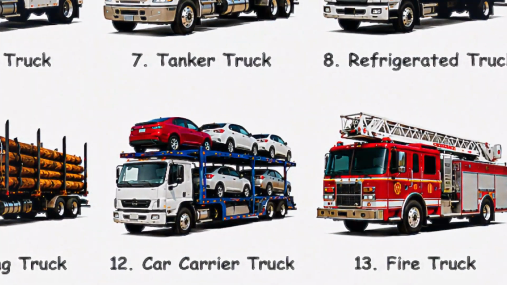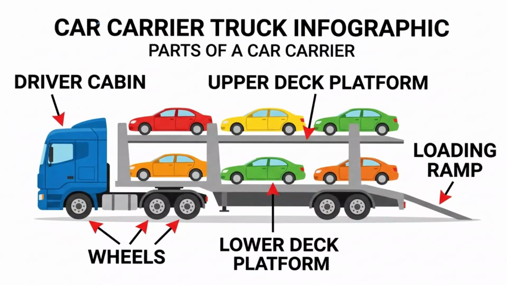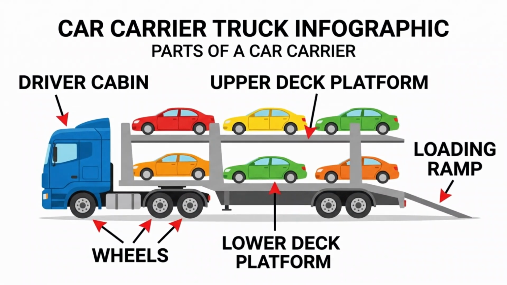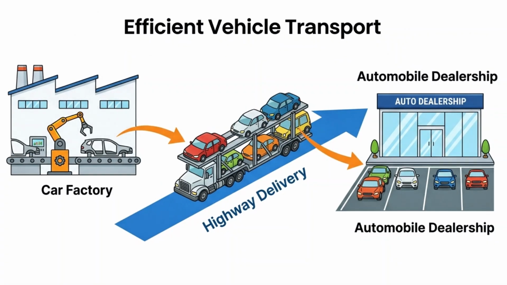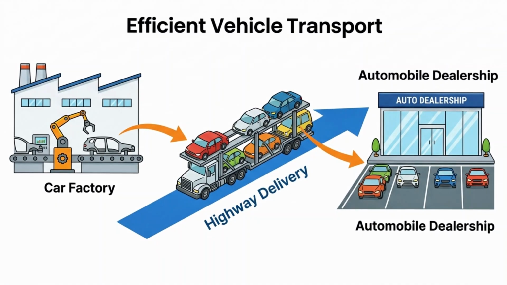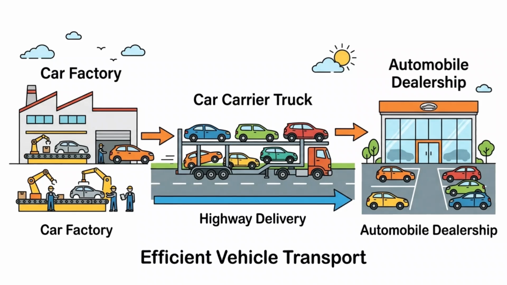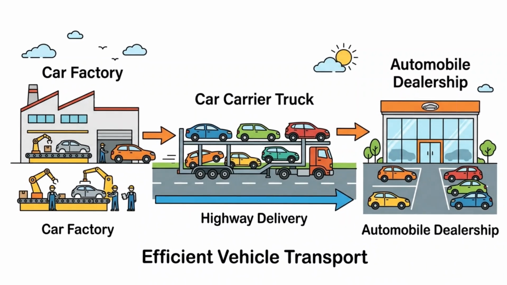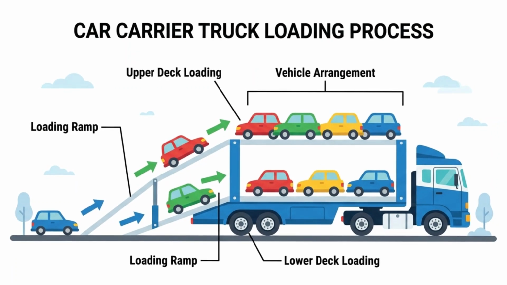Car carrier truck. A car carrier truck transports multiple vehicles at the same time using stacked platforms. Automobile manufacturers, dealerships, and transport companies use these trucks to move vehicles efficiently. Adjustable ramps help load and unload cars of different sizes. They are a familiar sight on highways near major automotive markets.